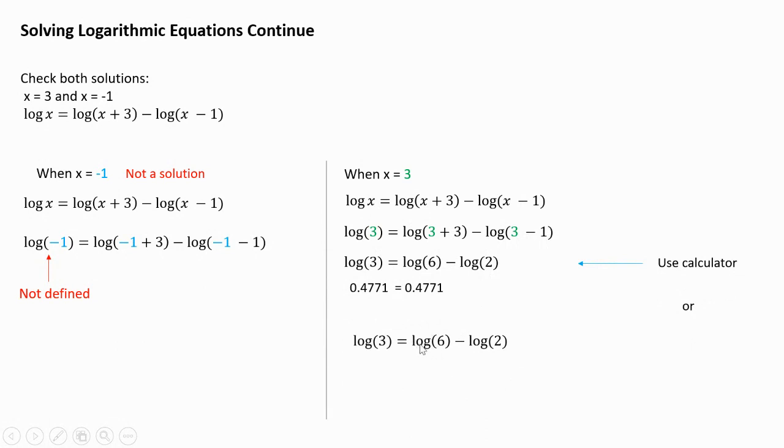I'm going to simplify the right side. This is expanded form, right? It's expanded. Here, we're going to condense it and put it under 1 log. Remember, if it's minus, it's going to be the quotient property. So we're going to get log of 6 divided by 2, which gives us 3. You see, so they're equal. But this is how you use a calculator, and this is how you do it by hand.